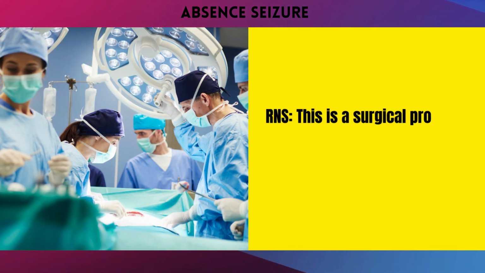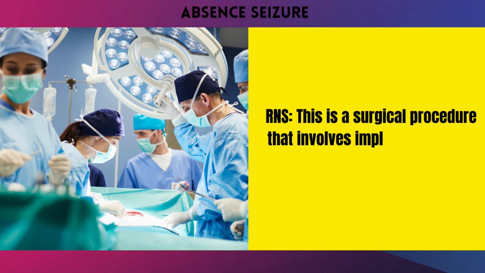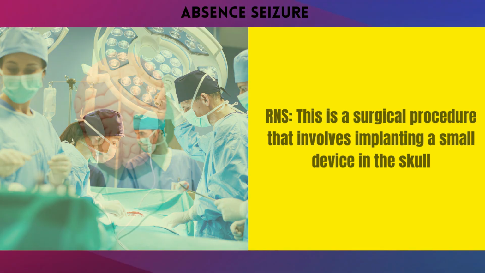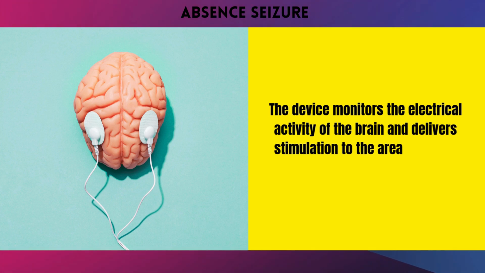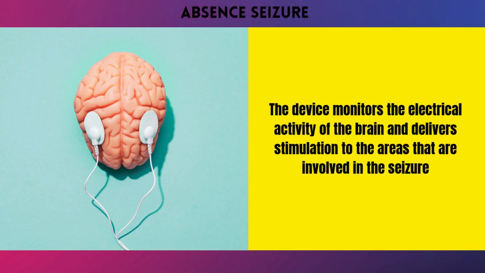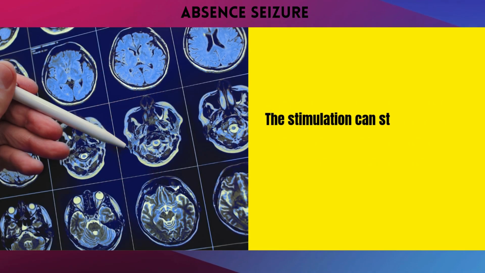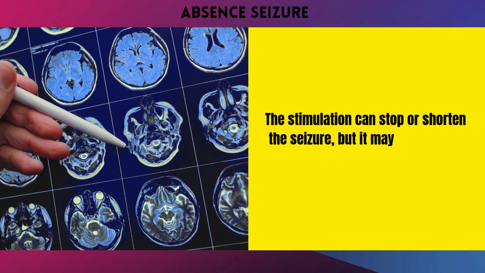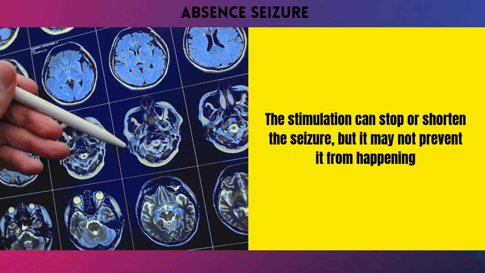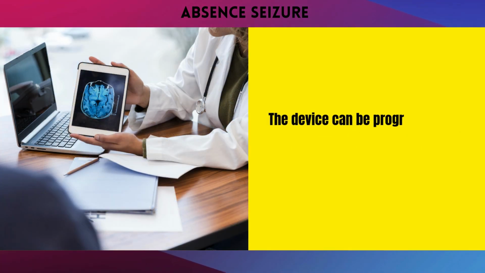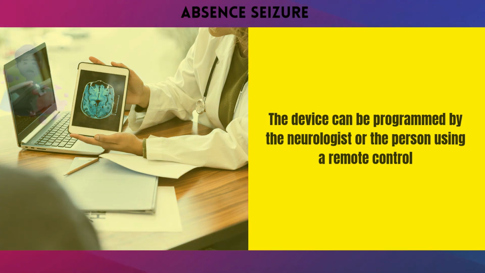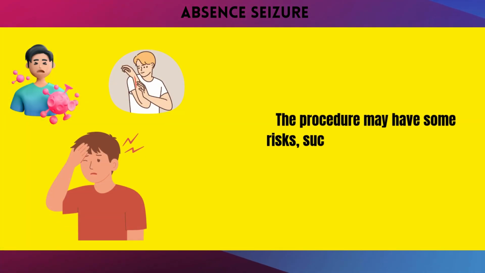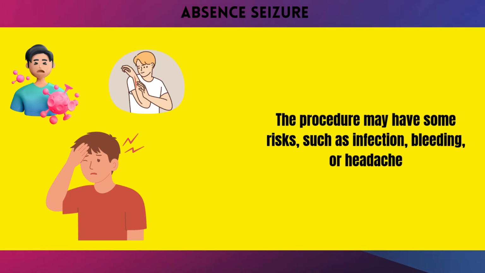Responsive neurostimulation. This is a surgical procedure that involves implanting a small device in the skull. The device monitors the electrical activity of the brain and delivers stimulation to the areas that are involved in the seizure. The stimulation can stop or shorten the seizure, but it may not prevent it from happening. The device can be programmed by the neurologist or the person using a remote control. The procedure may have some risks, such as infection, bleeding, or headache.